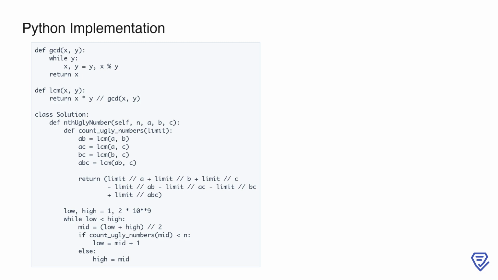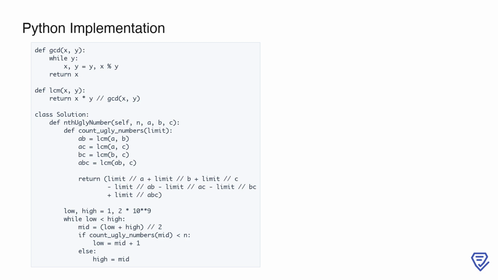Inside it, we define a nested function called count_ugly_numbers, which calculates how many numbers up to a given limit are divisible by any of a, b, or c. To do this, we first compute the least common multiples of the pairs a and c, b and c, and finally, the LCM of all three. Using these, we apply the inclusion-exclusion principle to count the numbers divisible by any of a, b, or c, while avoiding double-counting overlaps. After that, we set up a binary search with low initialized to 1 and high set to a very large value, 2 billion, to narrow down the range where the nth ugly number lies.